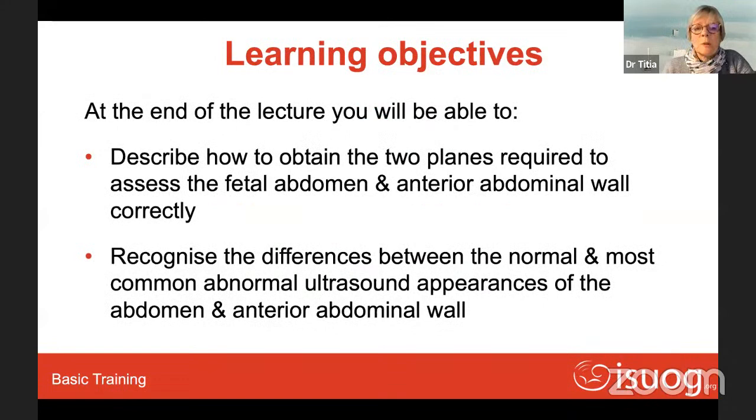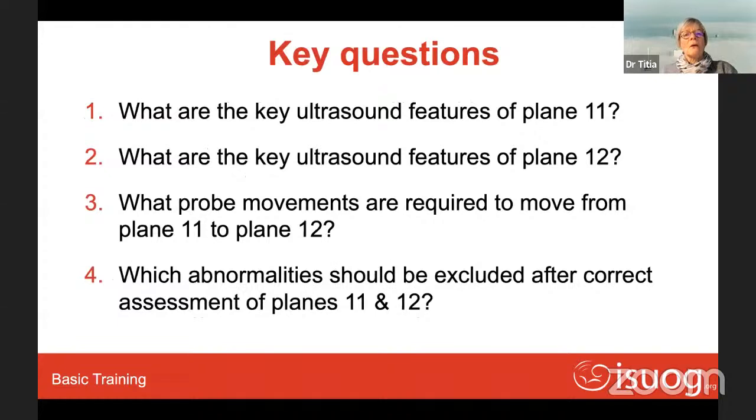At the end of this lecture, you will be able to describe how to obtain the two planes required to assess the fetal abdomen and the anterior abdominal wall correctly. You will recognize the differences between the normal and most common abnormal ultrasound appearances of the abdomen and the anterior abdominal wall. You will be able to answer the key questions. What are the key ultrasound features of plane 11? And what are those of plane 12? What probe movements are required to get from plane 11 to plane 12? And which abnormalities should be excluded after correct assessment of both planes?